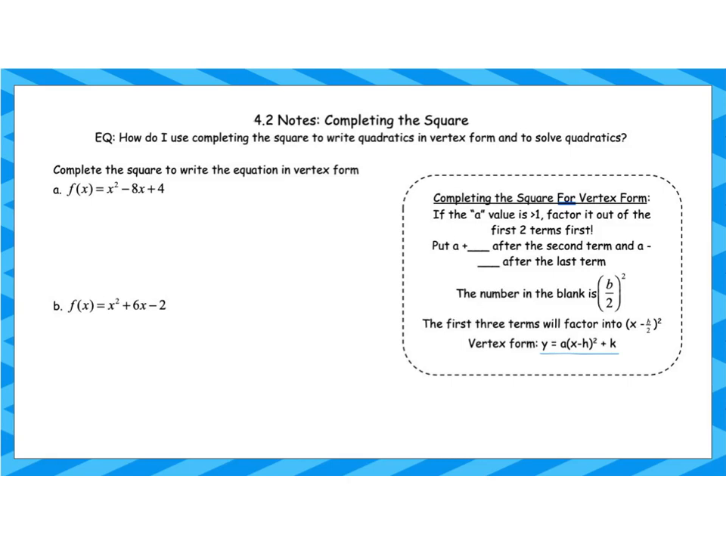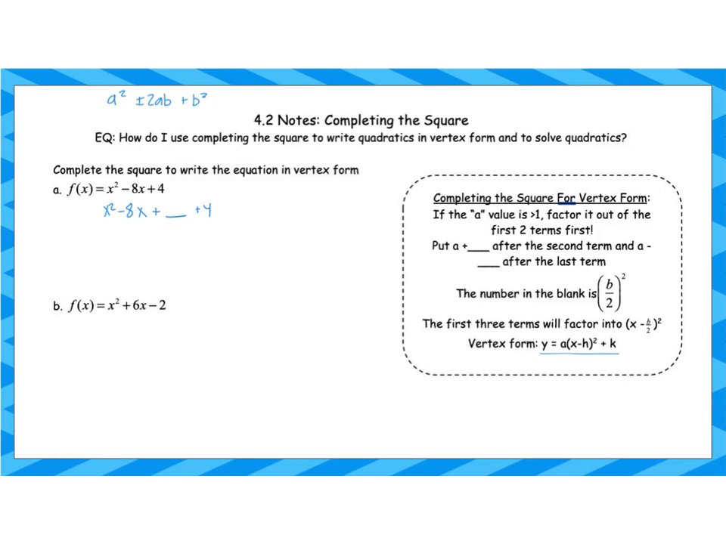So in order to write this equation in vertex form by completing the square, I'm going to try and get this equation to look like a perfect square trinomial. And if you remember from last class when we did factoring, perfect square trinomials are in the form of a squared plus or minus 2ab, and then plus b squared. So in order to get something in that form, what we're going to do is rearrange this equation. So I'm going to take x squared minus 8x, and then I'm going to leave a blank. And then I'm going to put my plus 4.